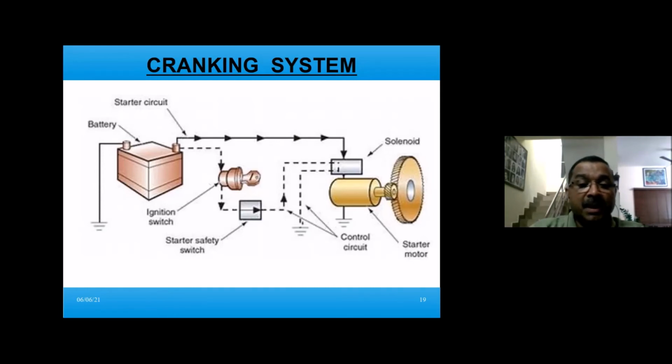So look at it. Here you have got a battery. From the battery, current will be coming here, and it will be operating this motor. The solid line is what we call the power circuit, and the dashed lines are what we call the control circuit. So there is a power circuit and a control circuit. Actually, we control the power circuit through this control system.